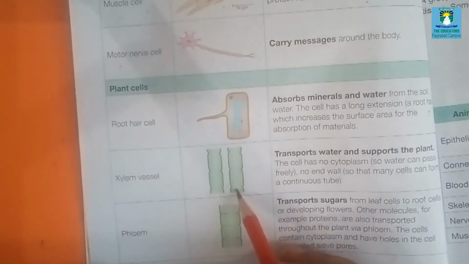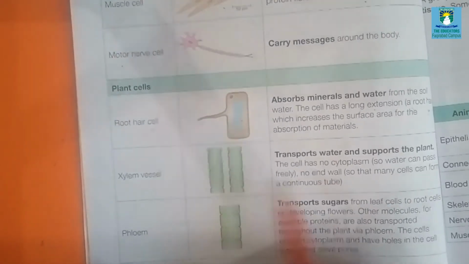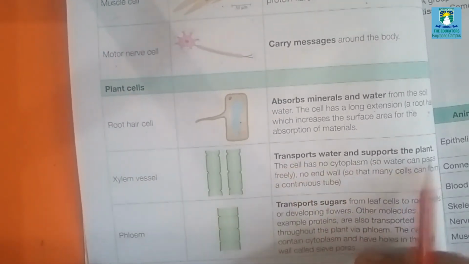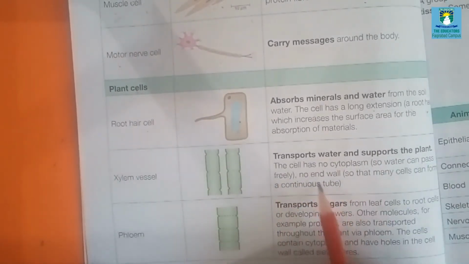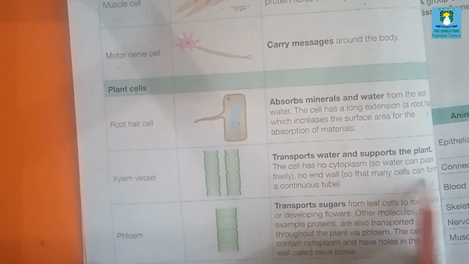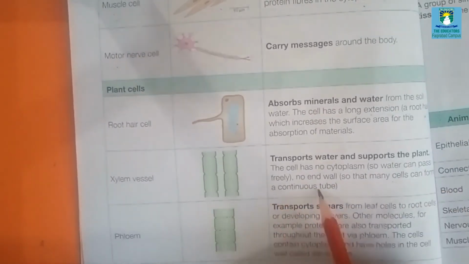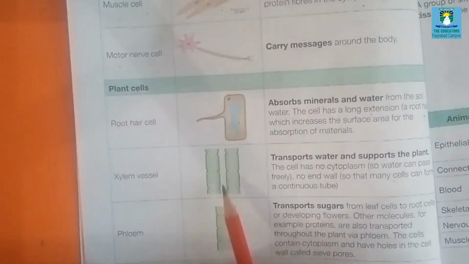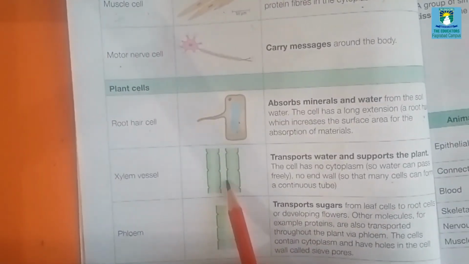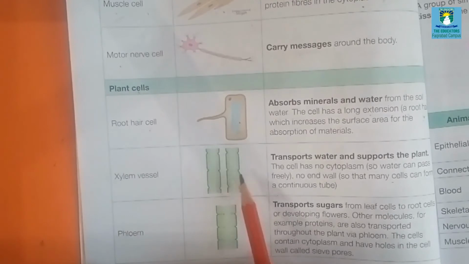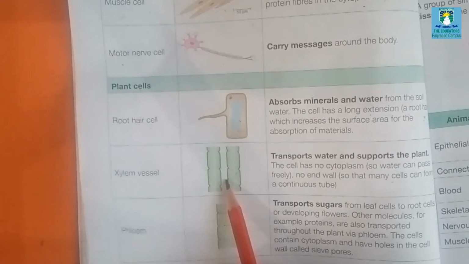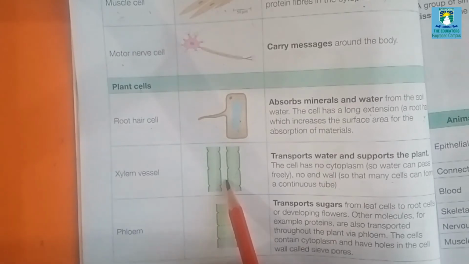Xylem vessel. Xylem vessel is just like this. It can transport water and support the plant. It's present in the stem of the plant. The cells have no cytoplasm, so water can pass freely. No end wall, so that many cells can form a continuous tube.